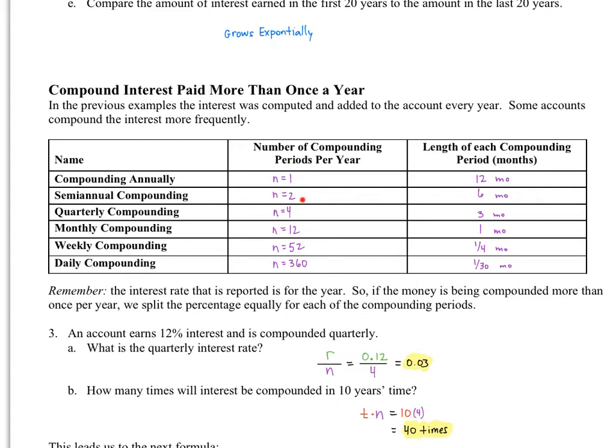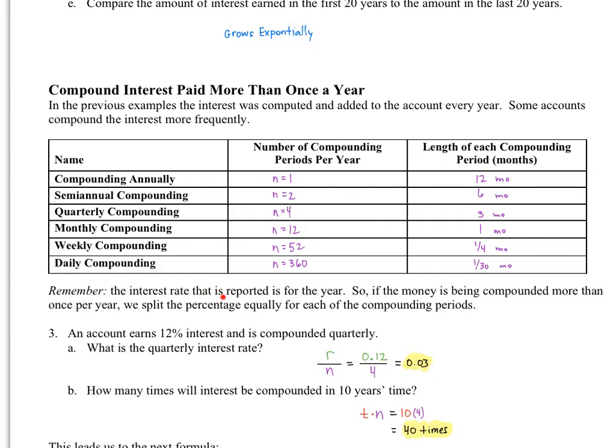Semi-annually, N is 2, twice a year. And you can see the months that go by. Quarterly means it's compounded 4 times a year. Monthly means it's compounded 12 times a year. Weekly, it's compounded 52 times a year. And daily, again, we're going to use 360 days for a year, even though we know it's not, but that's just what we use in this chapter. So N is 360. All right?